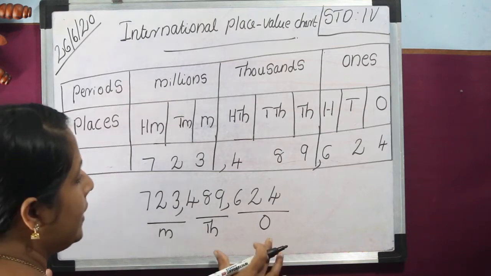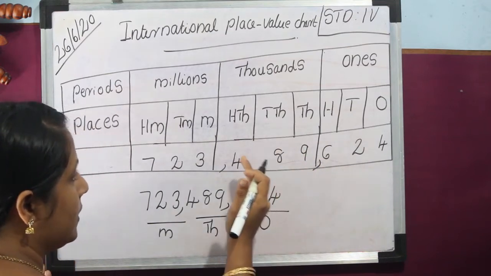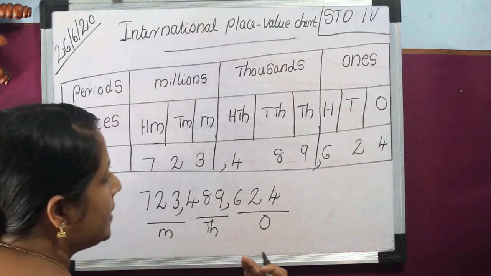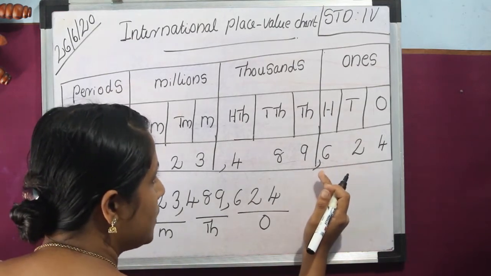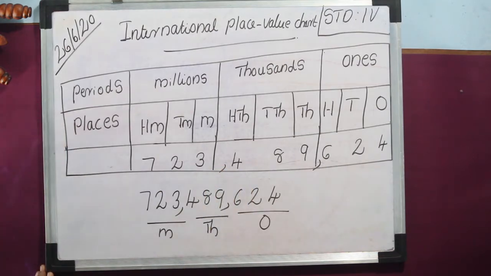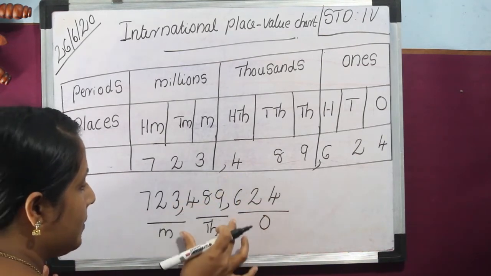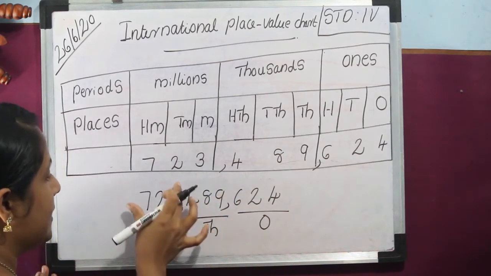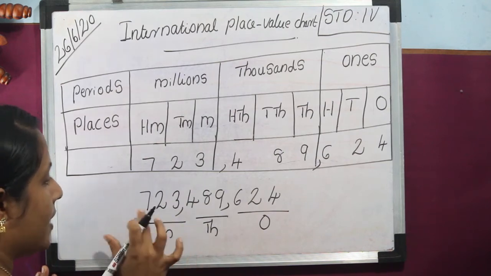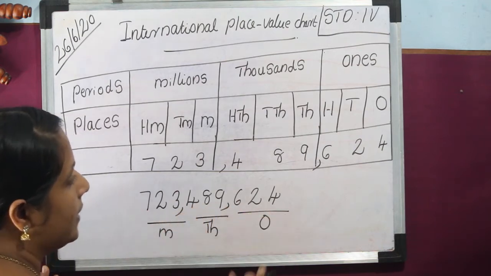Once again, let me explain. Consider the number 723,489,624. We write these digits inside our table, that is ones, tens, hundreds, thousands, 10,000, 100,000, million, 10 million and 100 million. Next we insert commas. The first comma after the hundreds place, the second comma after the 100,000 place. These three digits are included in the ones period, these three in the thousand period and these three in the million period. So we read this number as 723,489,624.